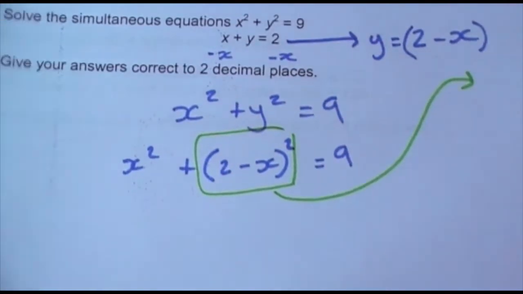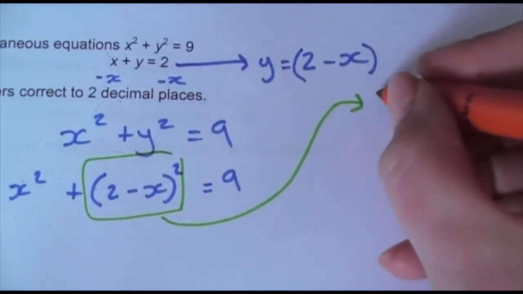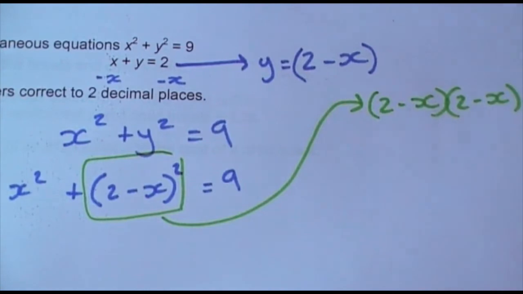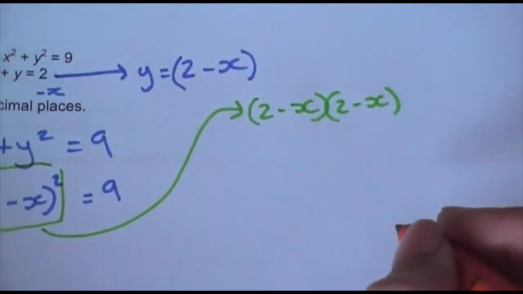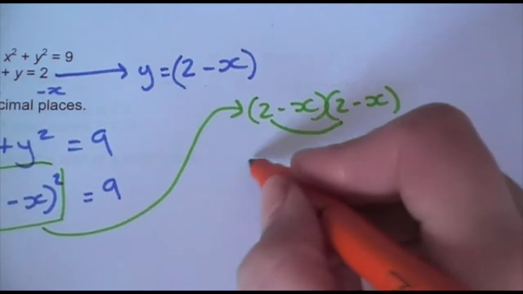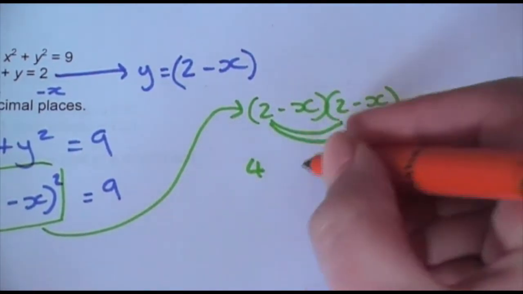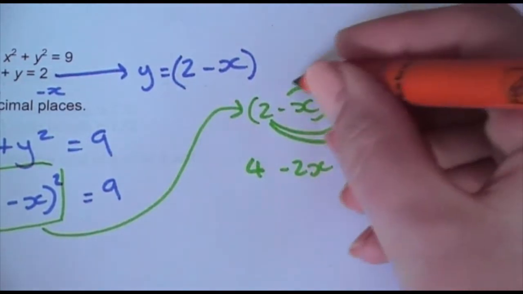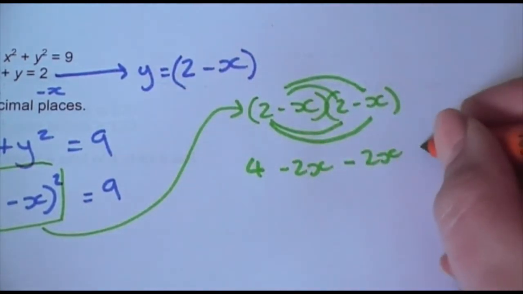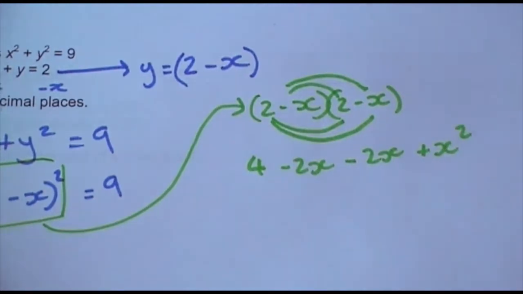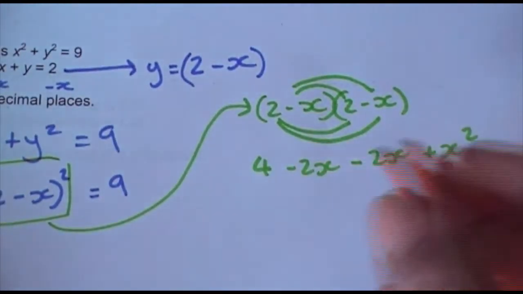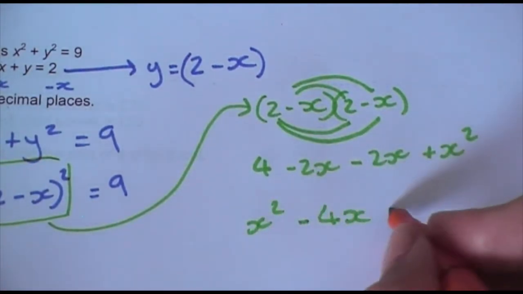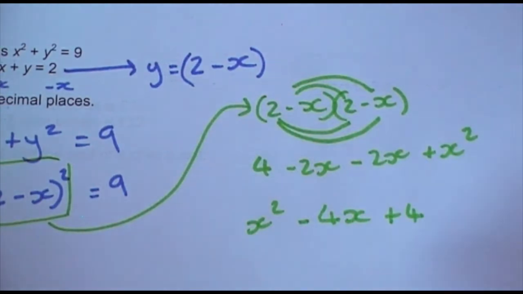is this double bracket here. 2 minus x squared is exactly the same as 2 minus x multiplied by 2 minus x. So I'm going to expand those brackets out. 2 times 2 is 4. 2 times negative x is negative 2x. Negative x times 2 is negative 2x. Negative x times negative x is positive x squared. I'm going to neaten this up. I've got a positive x squared, I've got negative 4x, and I've got a positive 4 on the end.